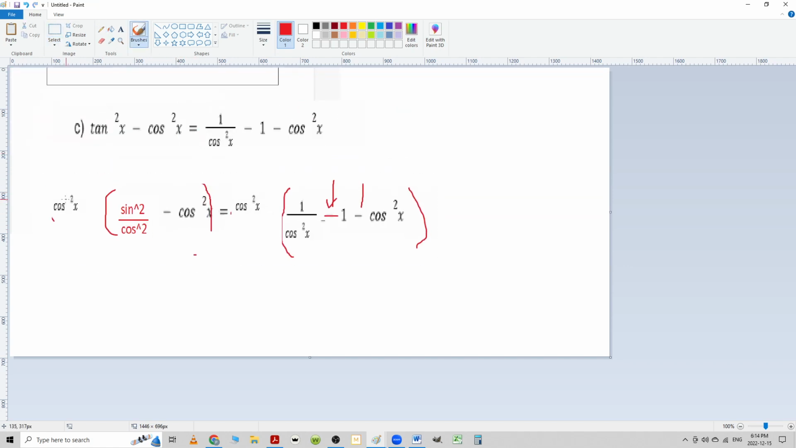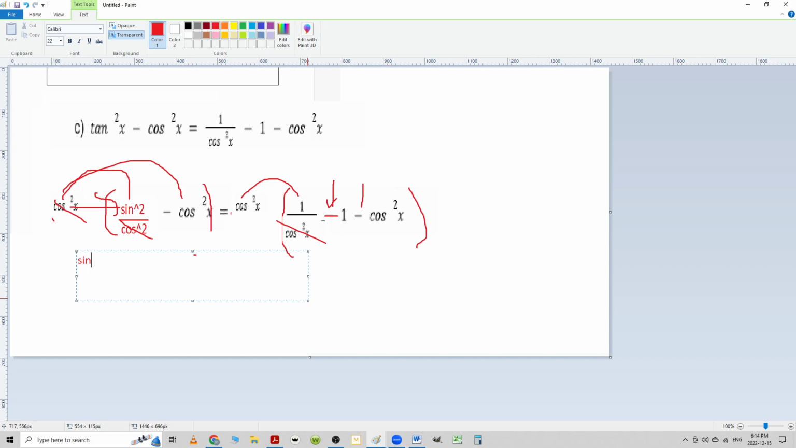And if I multiply through here, these cancel. If I multiply here, I get minus cos to the power of 4. If I multiply through here, these cancel, and I'm left with 1. If I multiply here, I'm left with minus cos squared. And if I multiply here, I'm left with minus cos to the 4. So if I distribute here, I'm left with sine squared minus cos to the power of 4. If I distribute on the right side, I'm left with 1 minus cos squared minus cos to the power of 4.